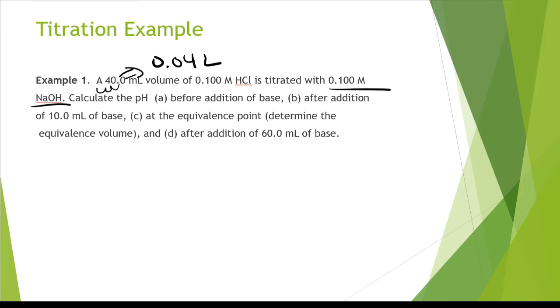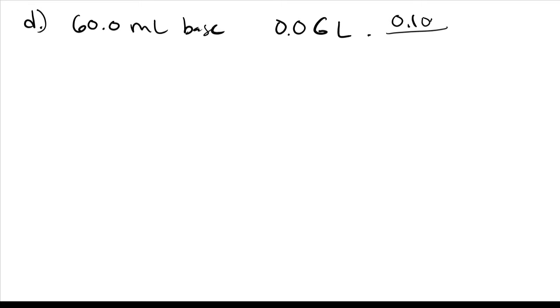And then D, after addition of 60 milliliters of base. So let's go ahead and do that. So 60 milliliters of base. All right. That's 0.06 liters times your 0.100 moles per liter of hydroxide. Gives you 0.006 moles, which is greater than the 0.004, if you recall.